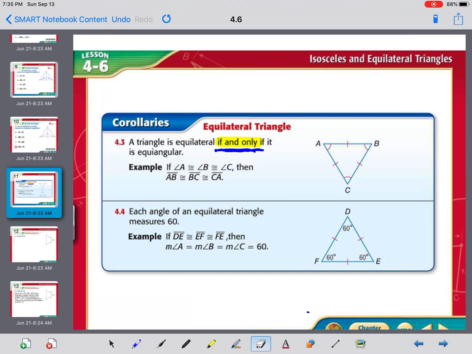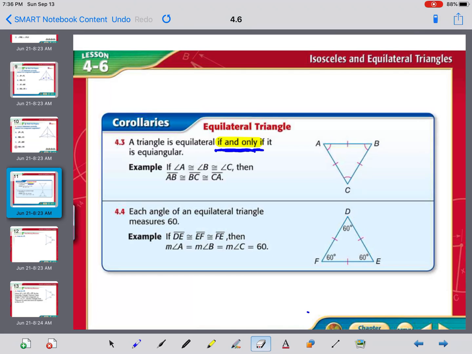We could say this as the hypothesis and this as the conclusion, or we could call this the hypothesis and this the conclusion. In other words, the statement and its converse are both true. So if it's equilateral, it's equiangular. If it's equiangular, it's equilateral. We could wrestle through the whys, but that's the way it works.